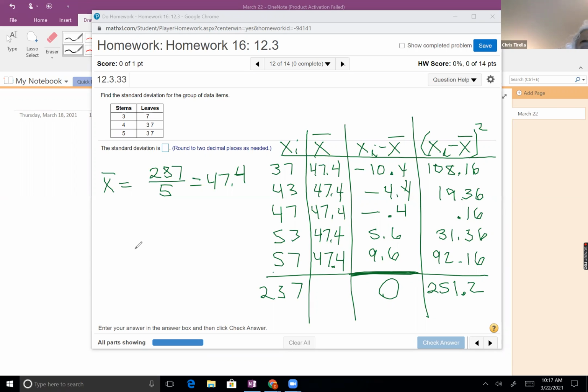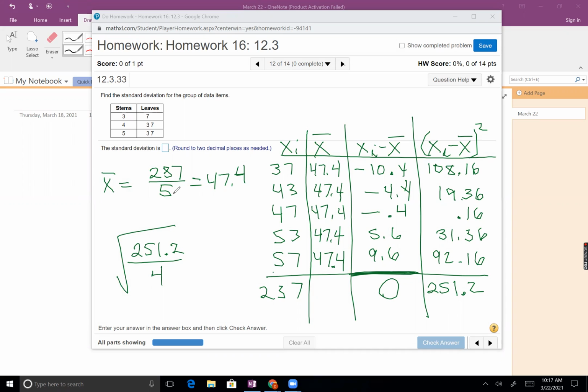So I'm going to take that 251.2. For the mean, we divide it by 5. So this time we're going to divide by 4. And then after we do the division, we're going to take the square root. How come we're dividing by 4?